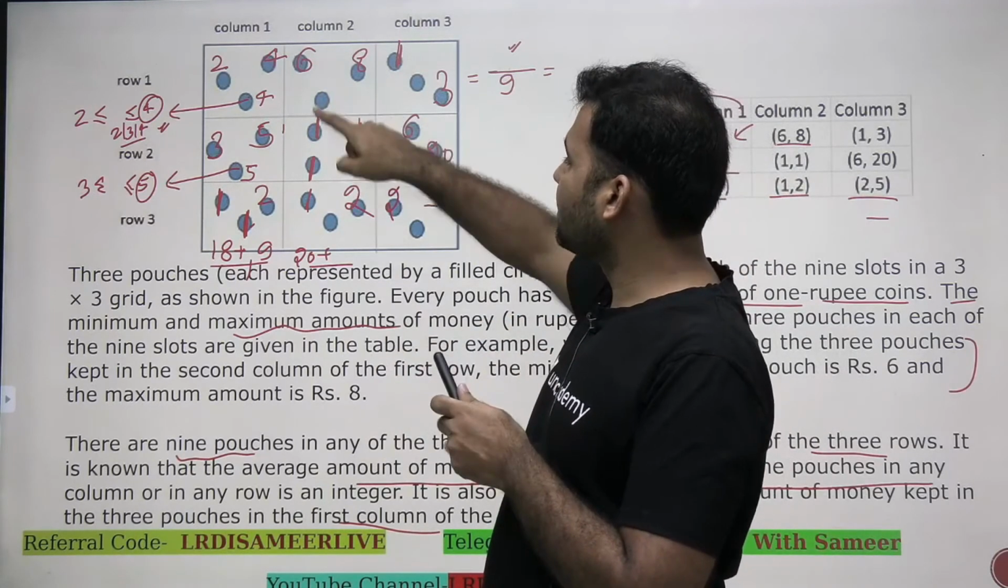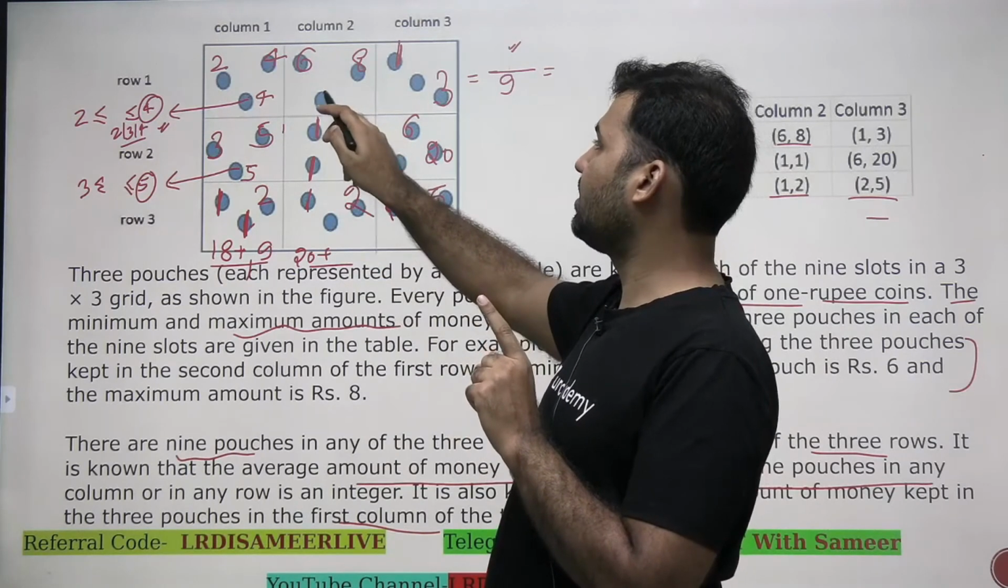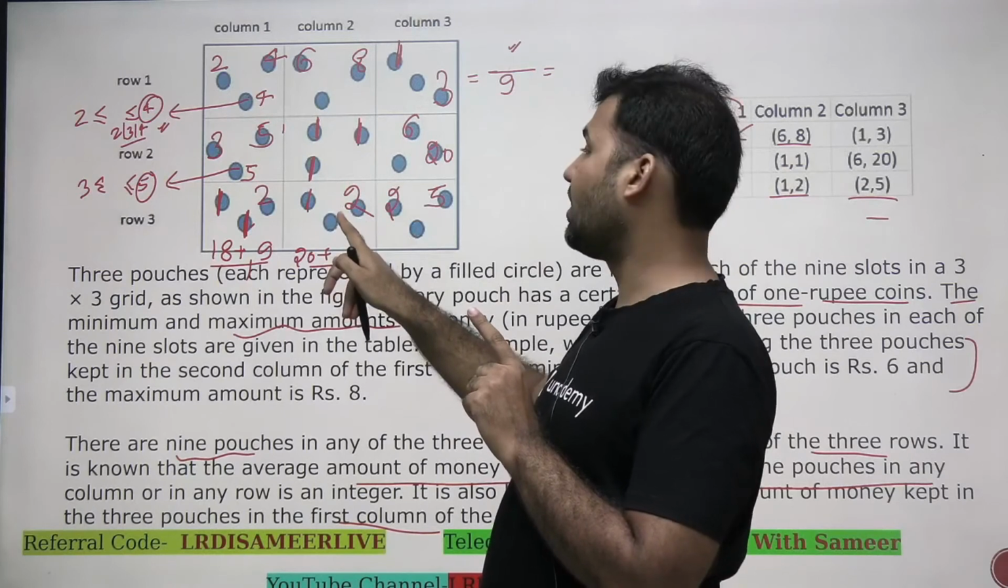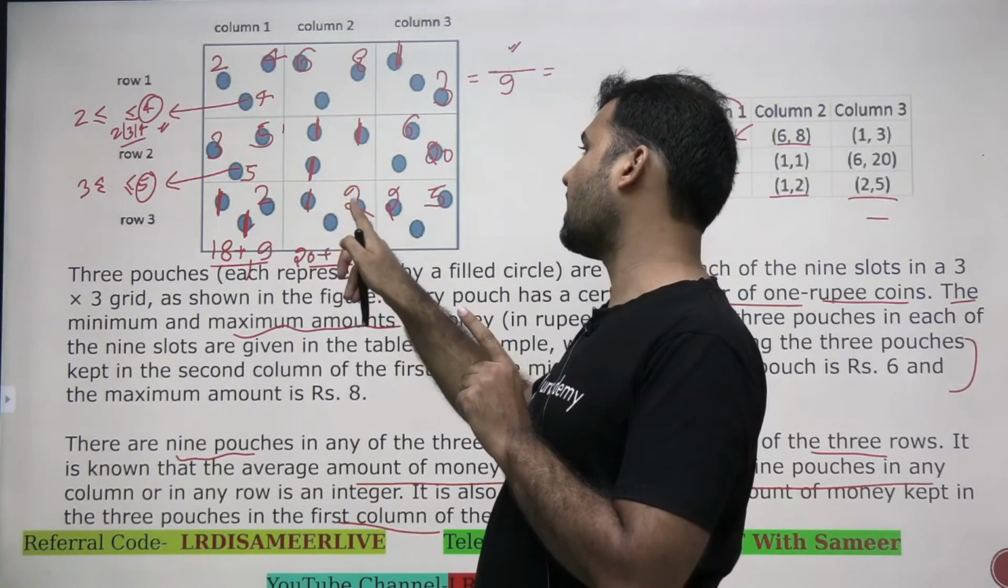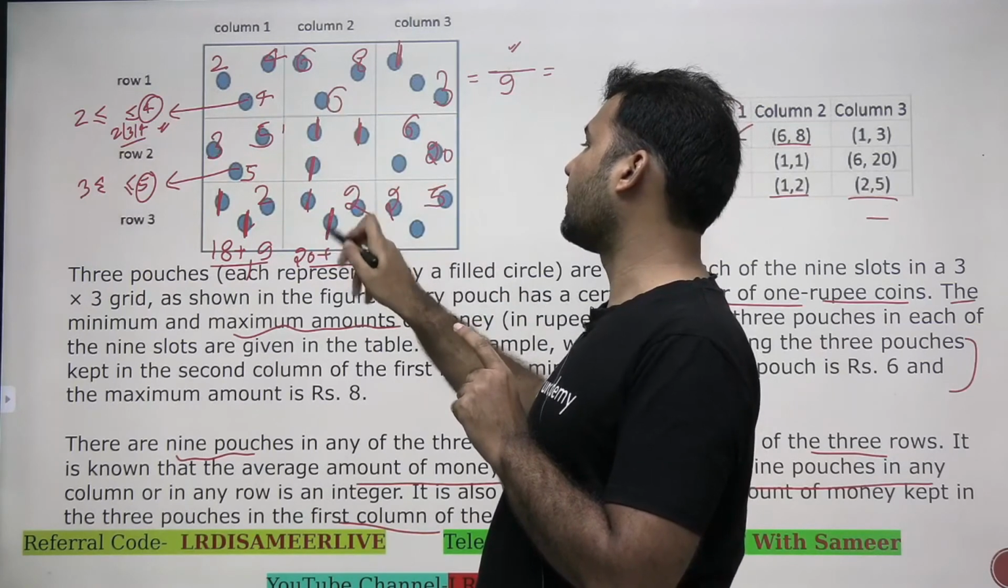So now if I want the summation of these 2 cells to be 7, what should be the number of coins I should be keeping here? If I keep 7 here, I'll be keeping 0 here. No, that's not possible. I need more than 1 and less than 2 coins. So I'll be putting 6 coins here and 1 coin here.